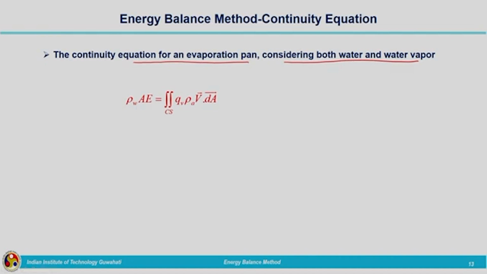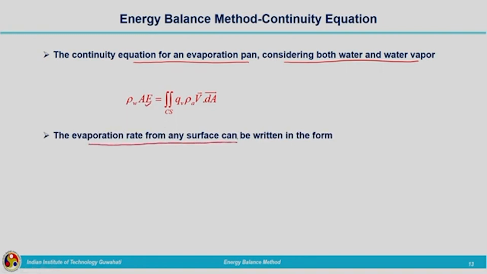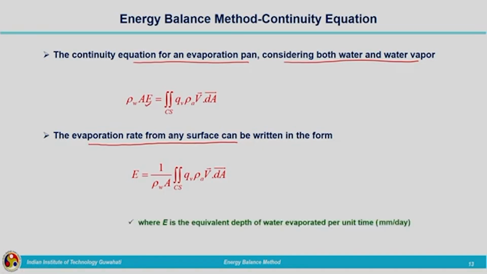Now, our intention is to calculate the evaporation. So, we need to get the value corresponding to E. So, we will rewrite this equation for getting the evaporation rate from any surface. That can be written as E is equal to 1 by rho W A times the surface integral of QV rho A V dot dA. This is the expression for evaporation from the pan. E is the equivalent depth of water evaporated per unit time.